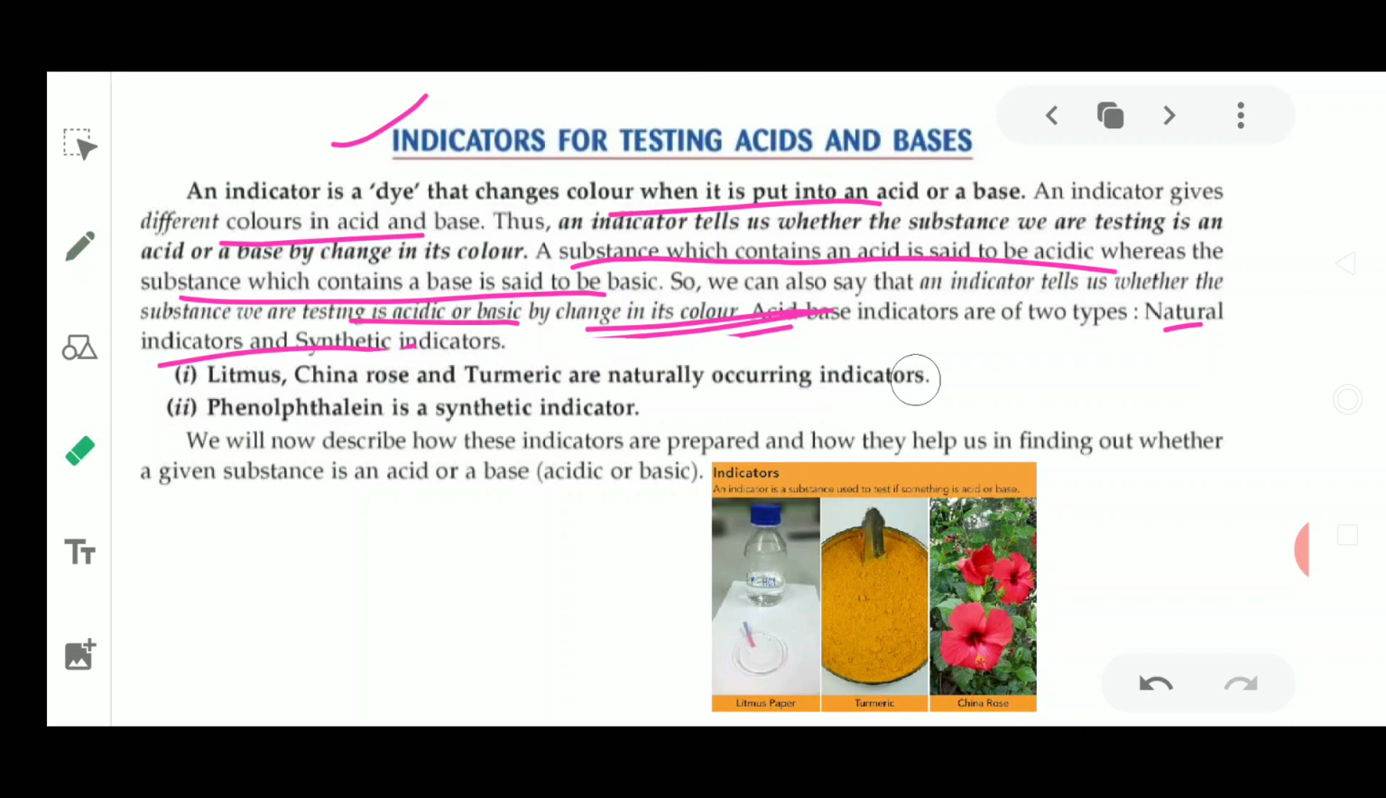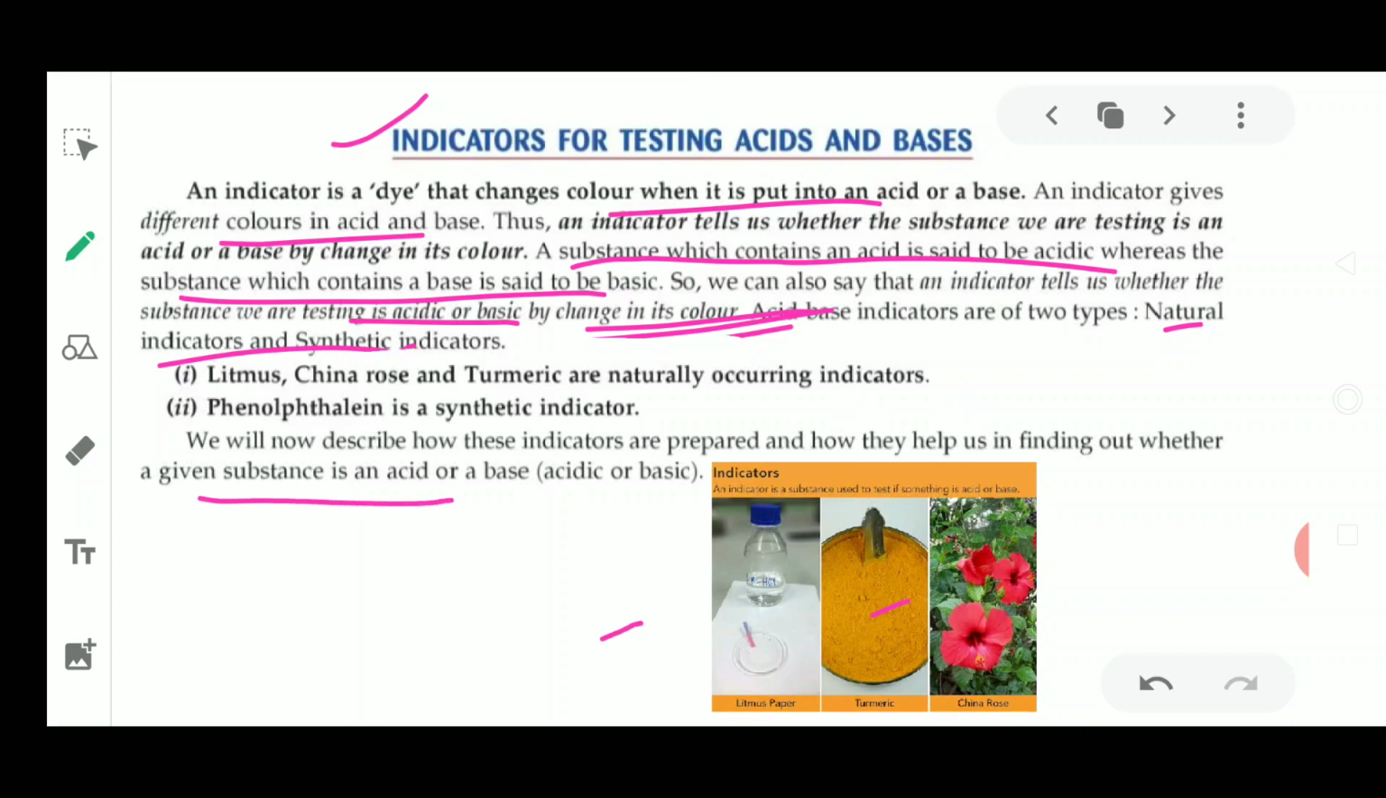Next, phenolphthalein is a synthetic indicator. Phenolphthalein as well as methyl orange are there. Many other synthetic indicators are there, which are made by man and used in the laboratories. Now we will discuss how these indicators are prepared and how they are used to find out whether a substance is acidic or basic in nature.